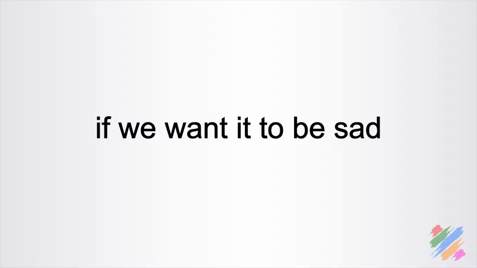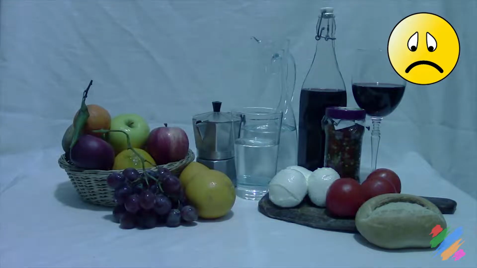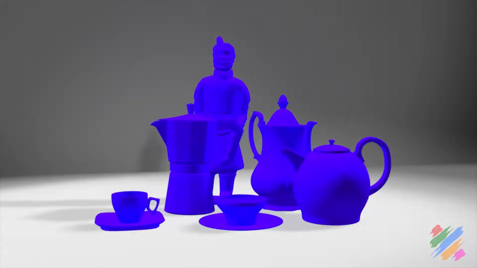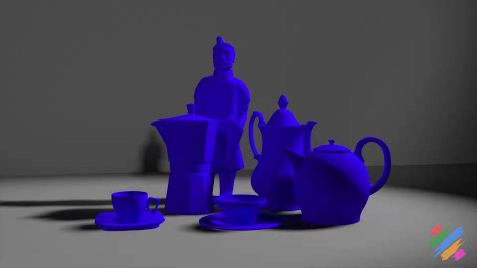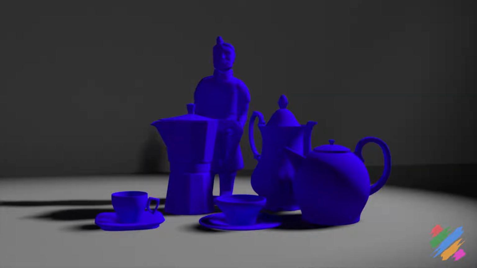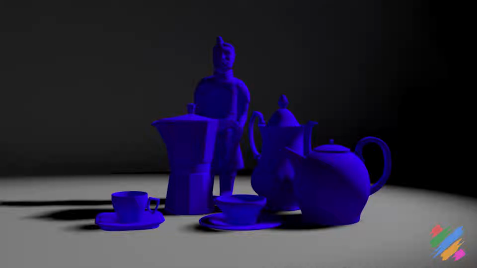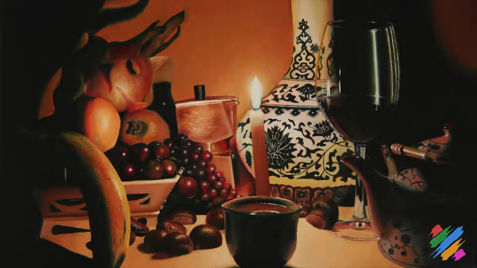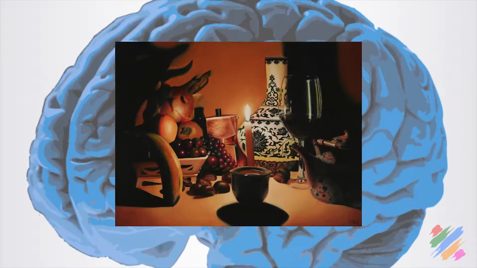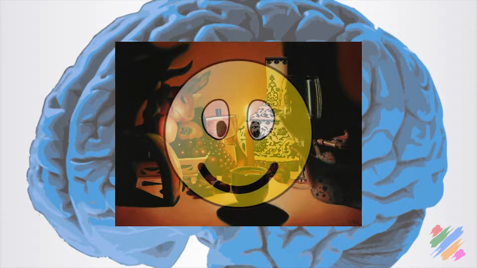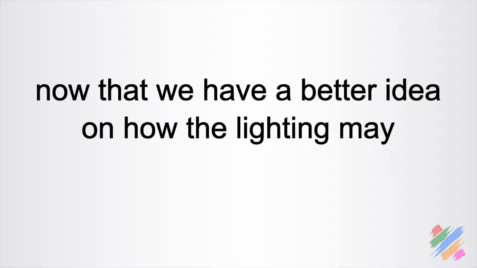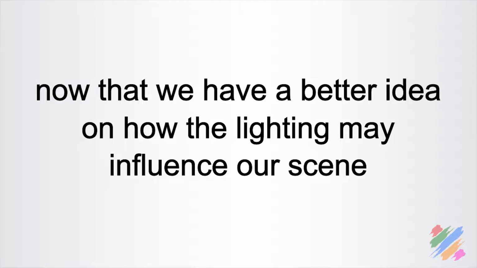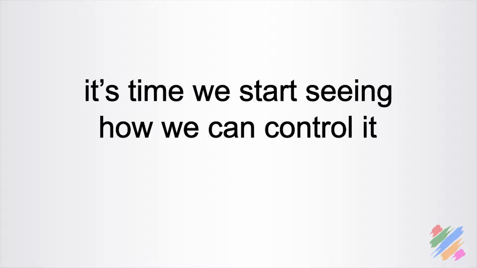If we want it to be sad, we may want to use a cold light, very diffused but not really strong. So, working on the lighting, we can not only set the deepness and the color distribution of our scene, but we can also try to induce in the person who watches our painting a specific type of mood. Now that we have a better idea on how the lighting may influence our scene, it's time we start seeing how we can control it.